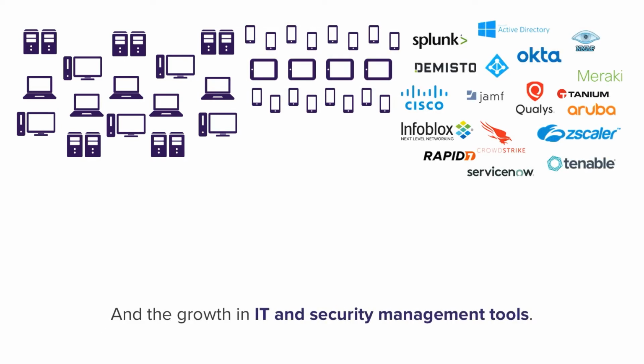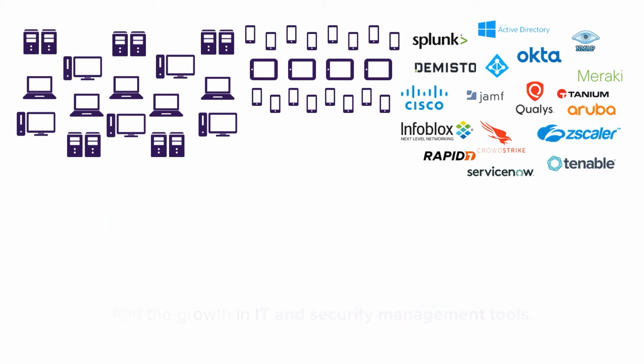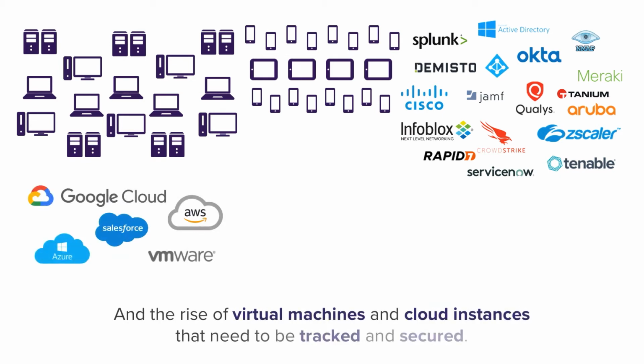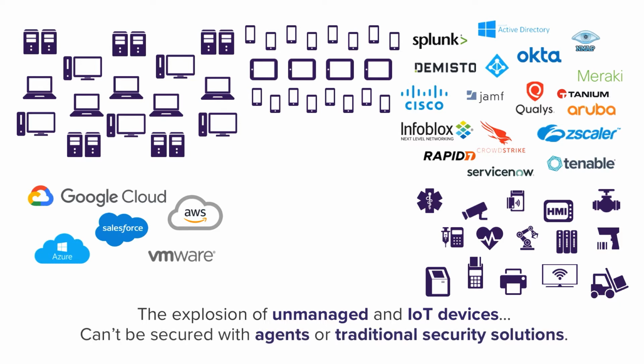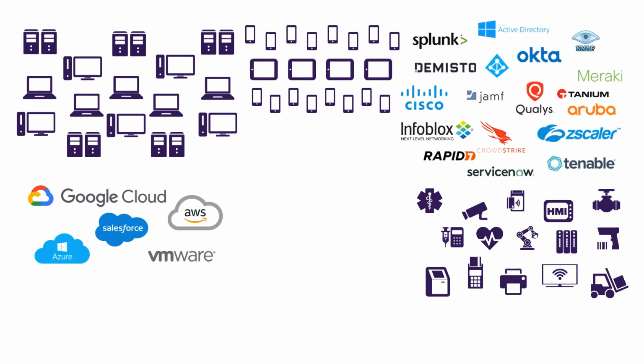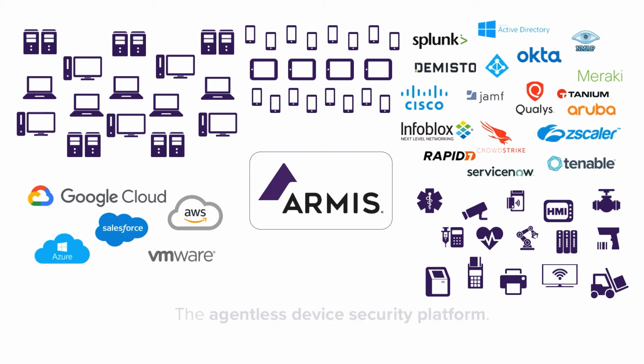And accompanying this growth is the number of IT and security management tools needed to protect and manage them. Add to that the rise of virtual machines and cloud instances that need to be tracked and secured. And if that's not enough, there's an explosion of unmanaged and IoT devices, larger than the PC and mobile revolutions combined, all of which cannot be secured with agents or traditional security solutions. That's where Armis comes in and helps.